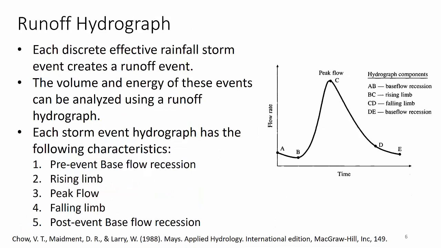The runoff hydrograph is the primary instrument by which we measure flow rate and cumulative flow from the system. Each discrete effective rainfall creates a runoff event. That is to say, when you have rainfall greater than infiltration and surface storage, you get runoff. That runoff event happens over time. If you plot the runoff over time, you get a hydrograph. The volume and energy of these events are characterized by the hydrograph. Peak flow is the highest energy of the system because it represents the most mass per unit time of water on the system. And then the duration and volume give you a sense of velocity ultimately moving through a system.